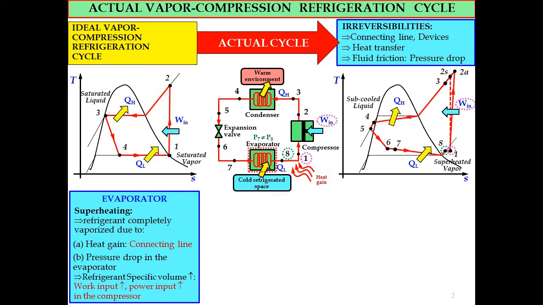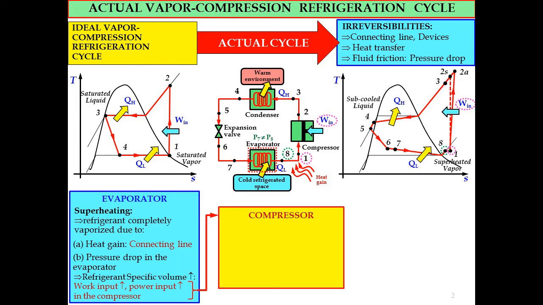Okay, so we need to supply more W in. So at the compressor, during the compression process, at the inlet, especially state number 1, the phase of the refrigerant will be superheated vapor. Due to the friction, because we consider friction effect in the connecting line, the entropy also will increase due to the increase of temperature of the refrigerant.